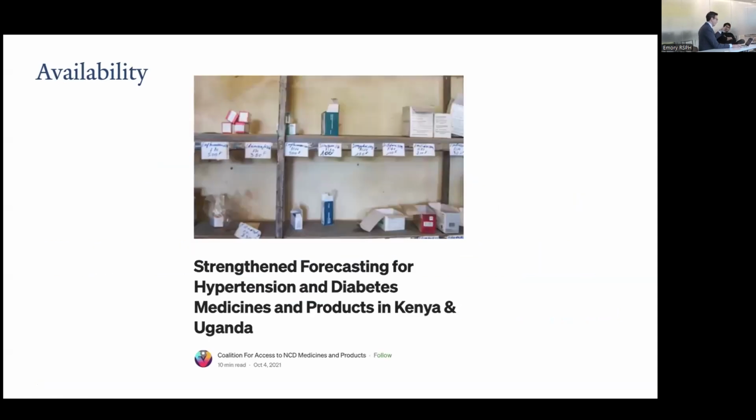And I mentioned the coalition. This is just to point out that some of our work has been focused on developing a forecasting tool for diabetes and hypertension medicines to be used in countries like Uganda, and it has been piloted and used even more extensively in some other countries, and is now, as we were talking about a little while ago, with WHO, which is trying to build upon it and implement it in the global setting.